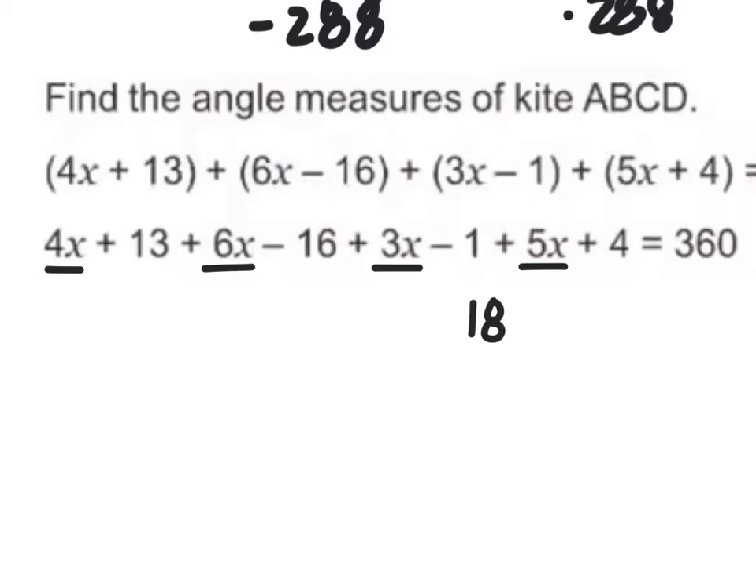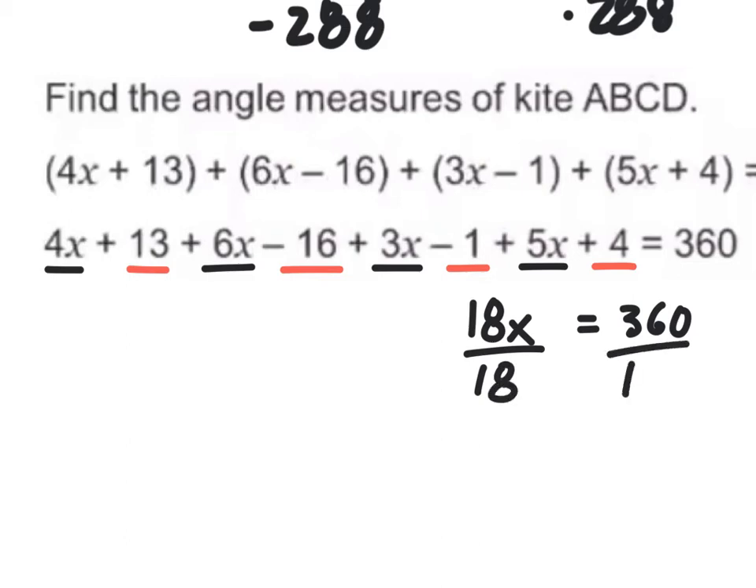So I've got 18x. And then if I take 13 minus 16, that's going to give me negative 3. Subtract another 1, that's negative 4. And then add 4 to that, it's going to give me 0. So I just got 18x is equal to 360 degrees. I want to divide by 18 on both sides to solve for x. If I take 360 and divide that by 18, that gives me an x value of 20.